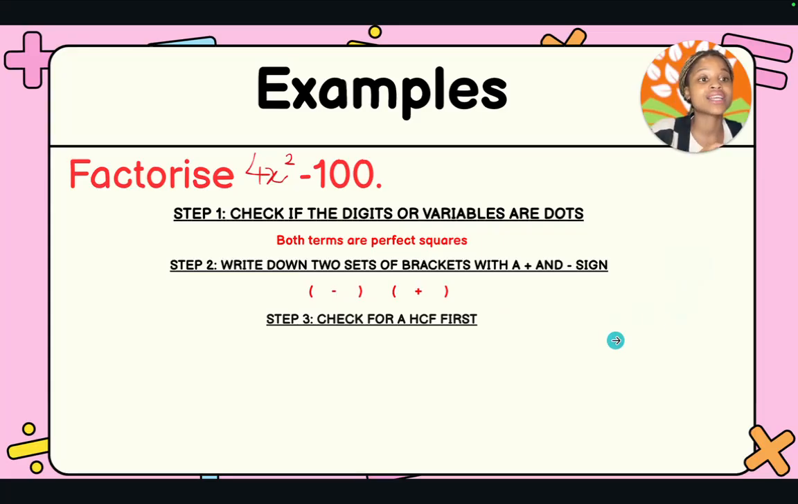Check for highest common factor first. Remember, we don't forget about our factorization by taking out a highest common factor. We don't just throw it away once we learn about dots. We still need to try and find a highest common factor if you've got something like this. So the highest common factor here is 4. And so this is what you will have left. You will have 4 times x squared minus 25. My bad, that was a mistake. x squared minus 25.